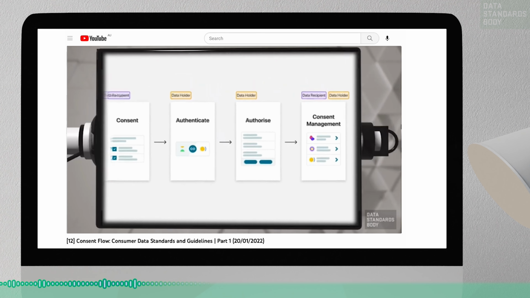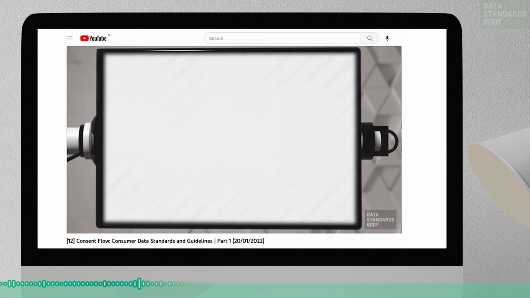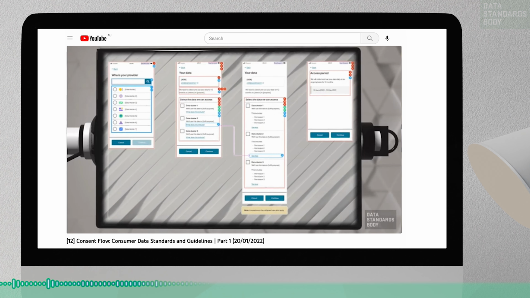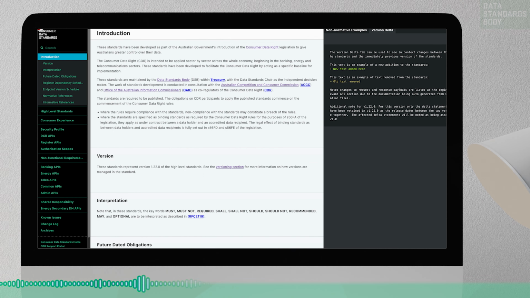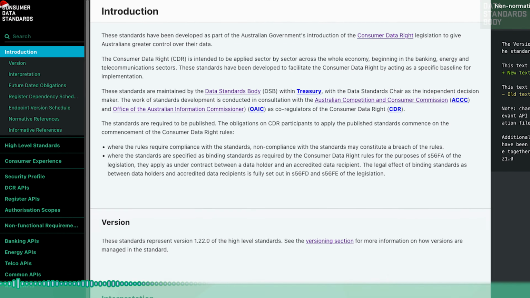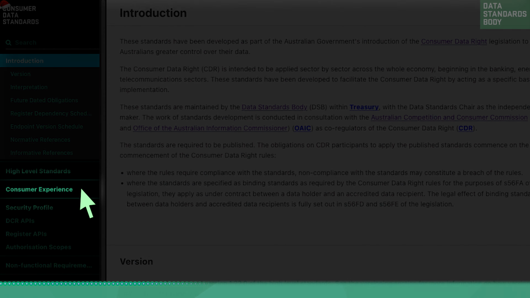Many of the CX standards relate to details of the consent model phases of consent, authenticate, authorize, and consent management. The CX standards are documented in the Consumer Data Standards under the heading Consumer Experience.